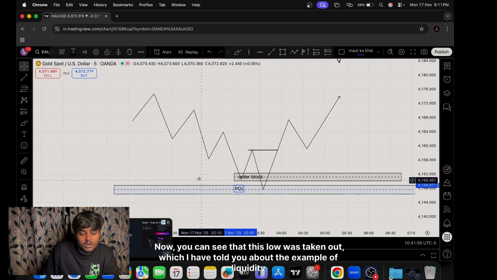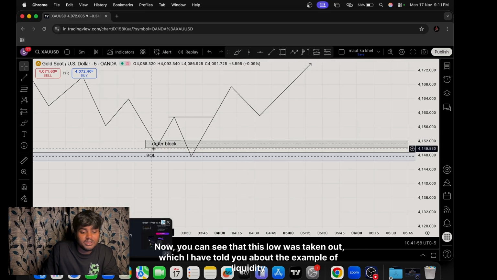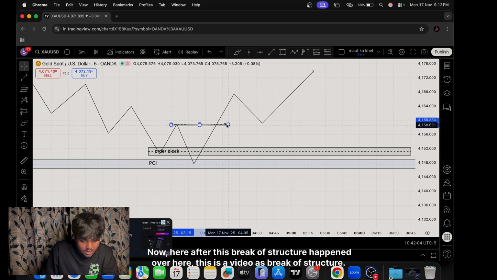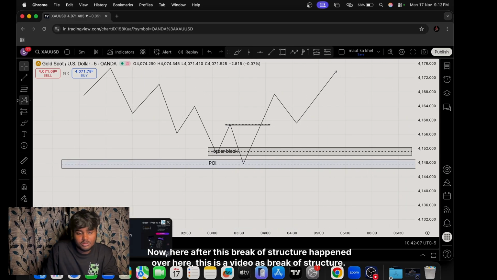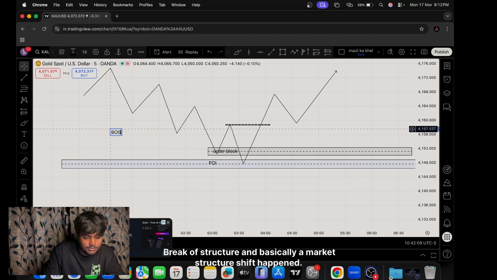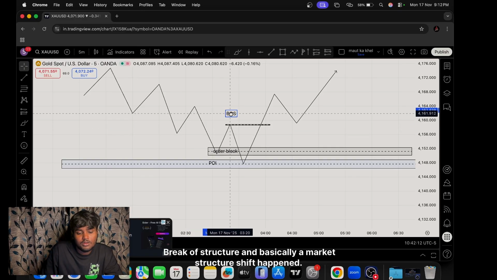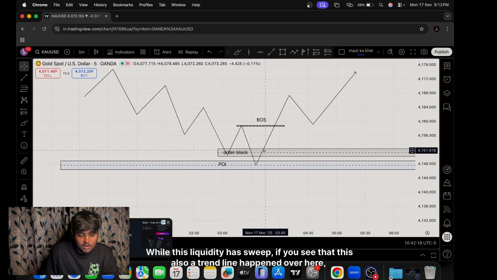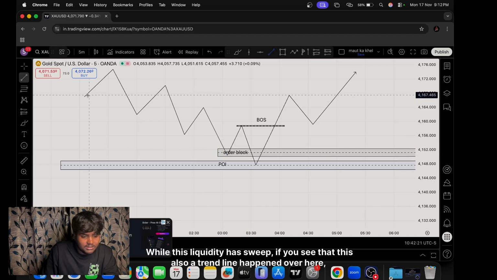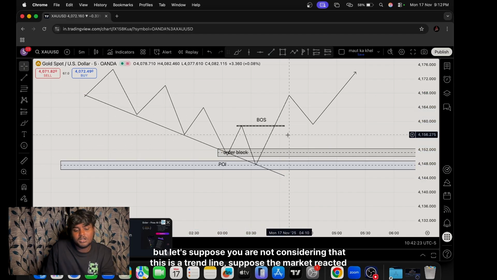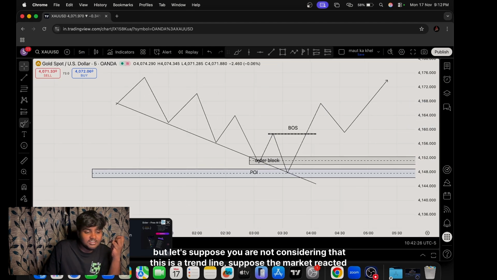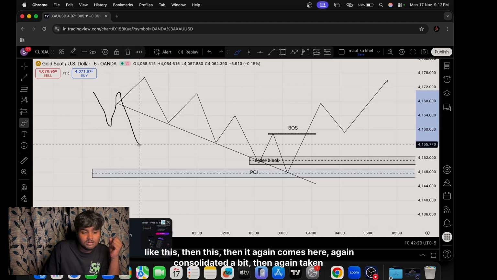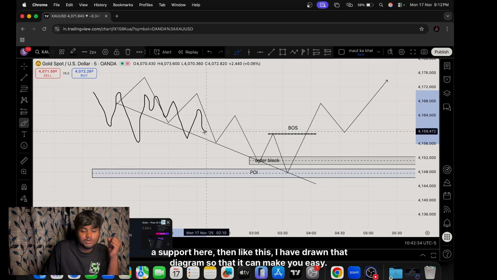Now you can see that this low was taken out, which is the example of liquidity sweep I told you about. Here, after the break of structure happened over here, this is a BOS, break of structure, and basically a market structure shift happened while this liquidity was swept. You can see there is also a trend line over here, but suppose you are not considering that. Suppose the market reacted like this, then this, then this, then it again came here, consolidated a bit, then again took support here, then like this.